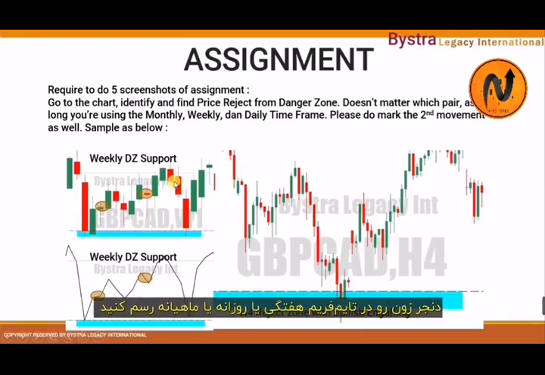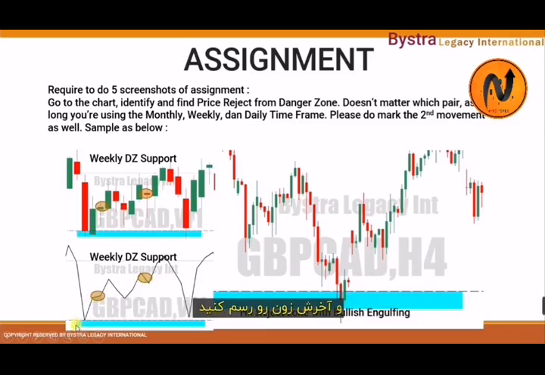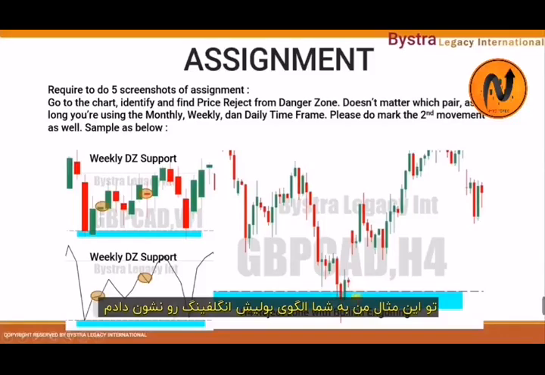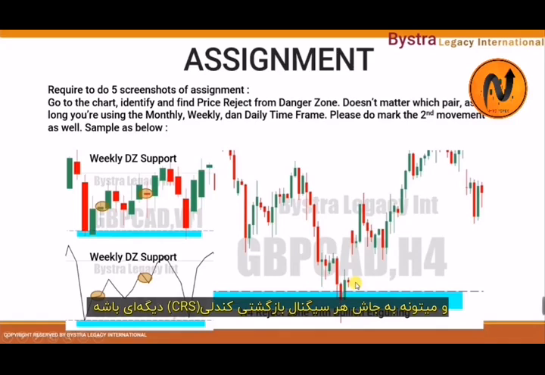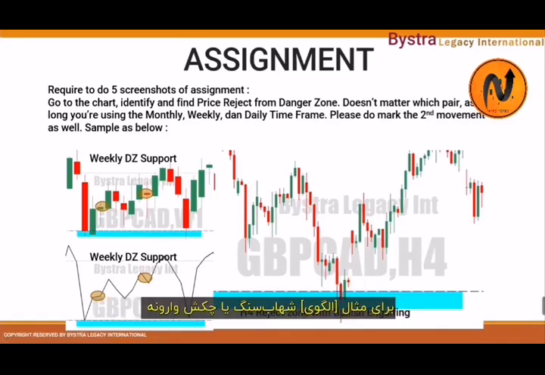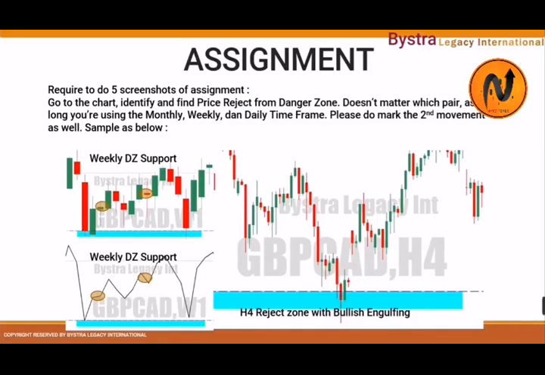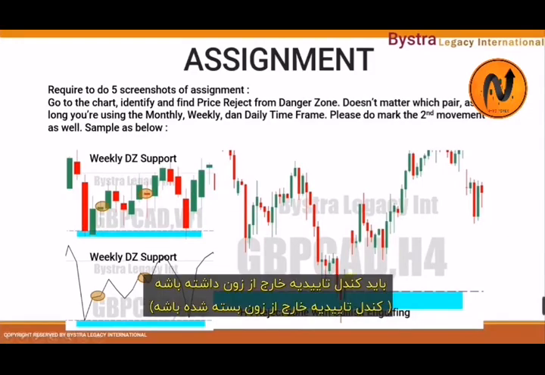Mark the danger zone from the weekly or daily or monthly. Then go to the line chart, mark the second movement. And then third, finally draw the zone. And fourth, you need to show the rejection. So in this case, I'm showing you a bullish engulfing. As I said earlier, it doesn't have to be a bullish engulfing. It can be any candlestick reversal signal. For example, shooting star, inverted hammer, three black crows, three white soldiers. Most important, whatever the candlestick pattern that you choose, it must have the confirmation candle out of the zone.